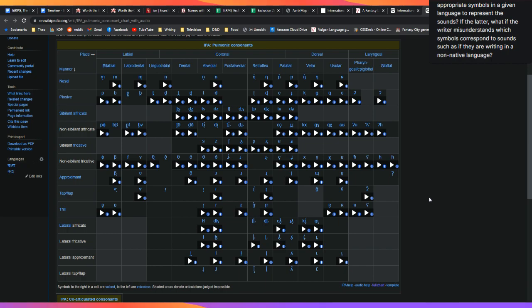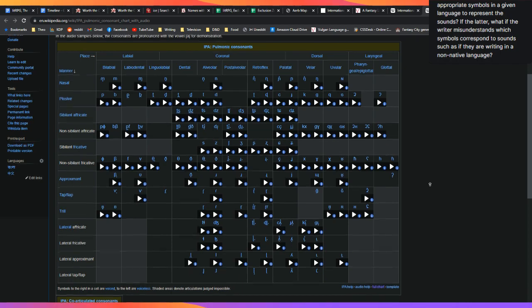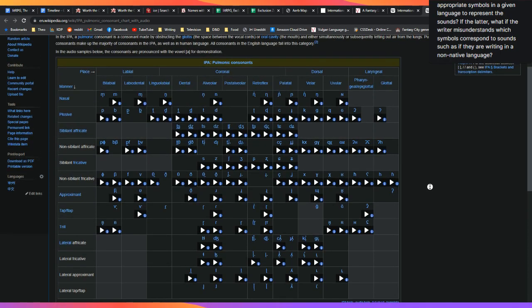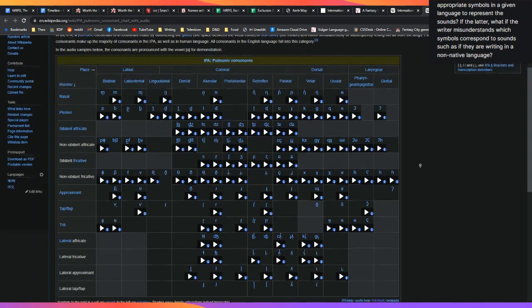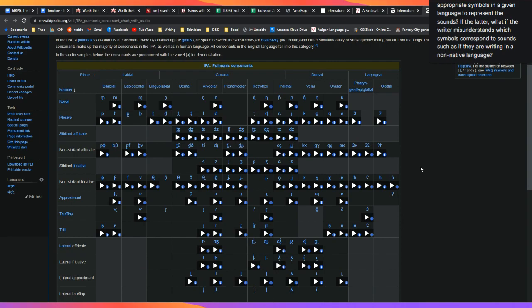It does not work through writing. It works entirely through speech. What if a writer misunderstands which symbols correspond to sounds? Then when they speak it, they would have a problem of some kind. Either the spell would not work, or it would create unstructured magic that would kill them.